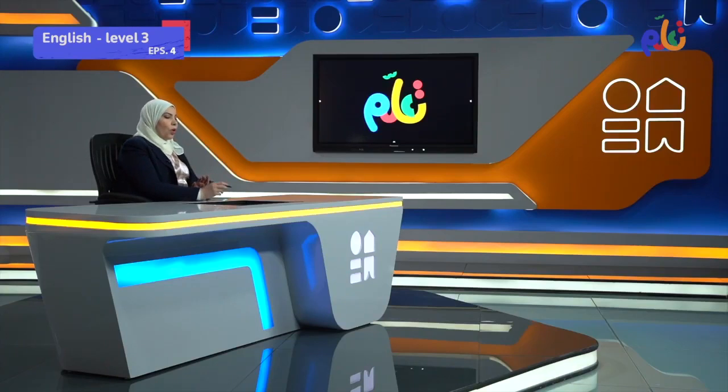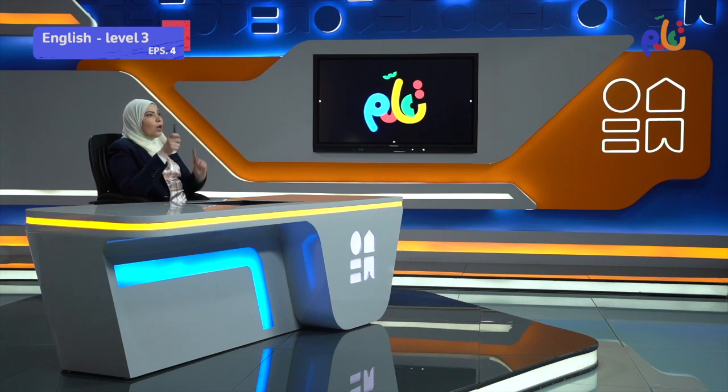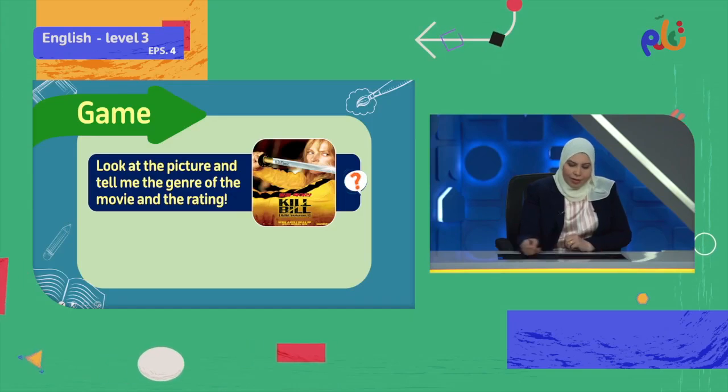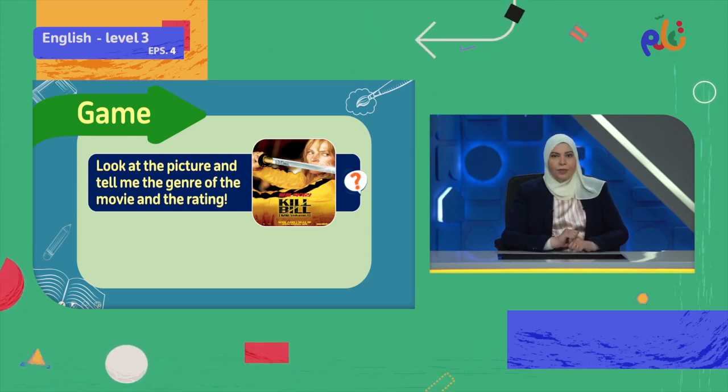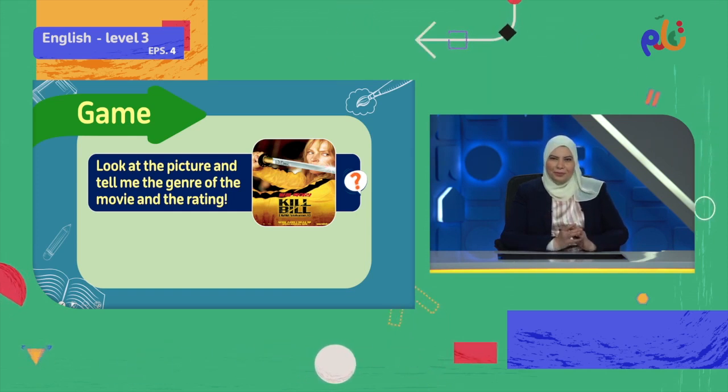تعالوا دلوقتي نلعب game. So you're going to look at the poster and you're going to read a hint of the story and then guess what's the movie type and what kind of rating do you think it is. So look at the poster, from the poster guess the genre and the rating. Let's look at the first one. So this is the poster that we have for the first one. The girl who's carrying a sword. What do you think the rating would be?